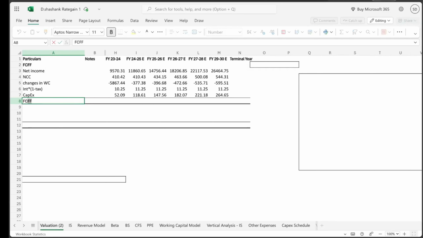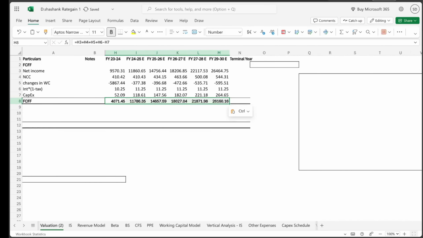And then we get FCFF. The formula is net income plus non-cash charges, then changes in working capital, then interest into 1 minus tax, minus capex, right? So this is our free cash flows.